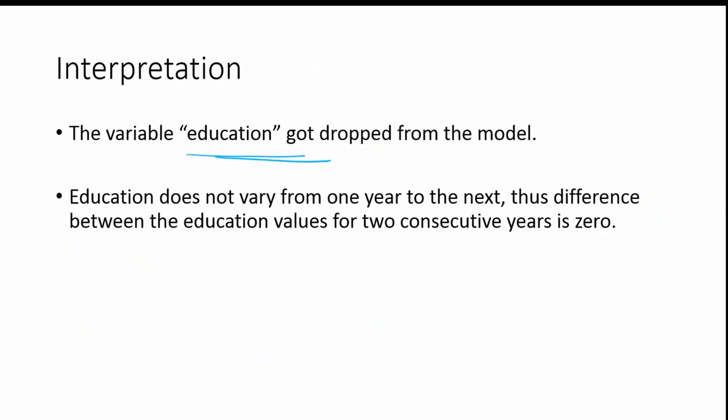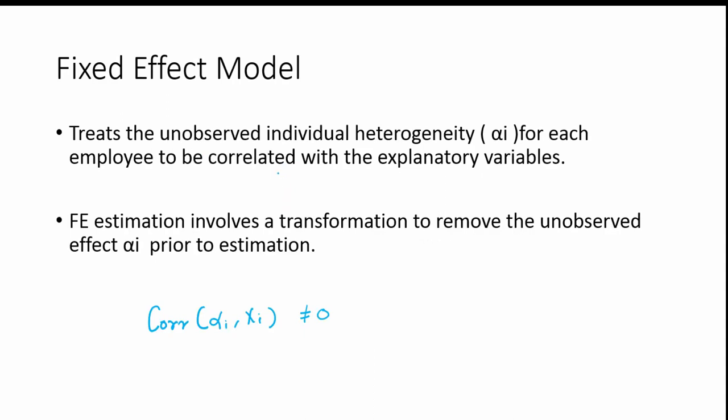You've seen education got dropped because education doesn't change over time, right? So it totally got dropped. Number of years of experience is coming out to be insignificant. So this model is also not very good. In fact, not at all good. This is giving very weird results.